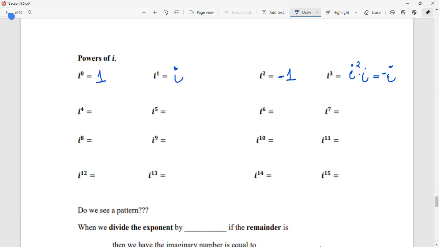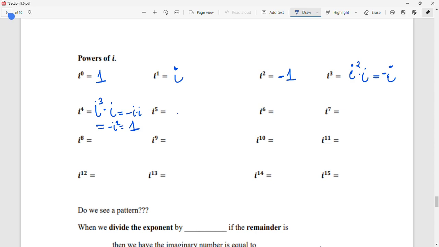i to the fourth, I can break that down as i cubed times i. But I know what i cubed is. i cubed is negative i. So this is negative i times i. And that's negative i squared, or negative 1 times negative 1, which gives us a positive 1. So there should be a pattern.